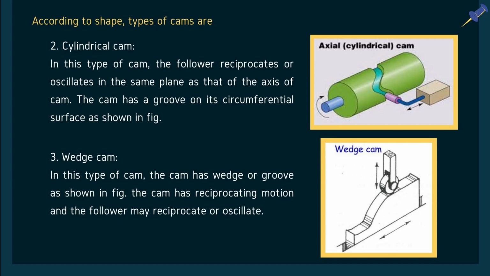And the last one is wedge cam. In this type of cam, the cam has wedge or a groove. You can see that grooves in figure. The cam has reciprocating motion and the follower may reciprocate or oscillate.